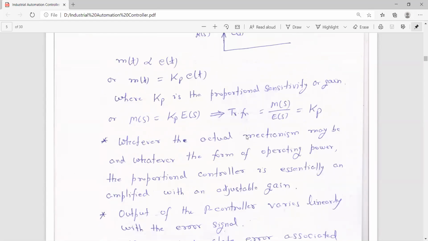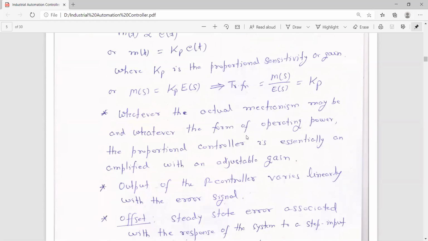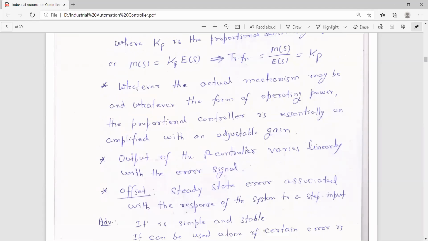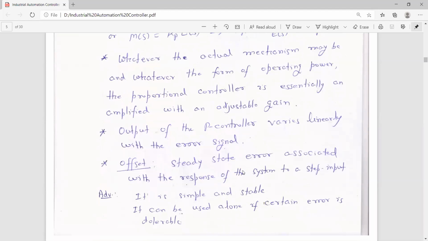Here, how to realize this Kp? Whatever the actual mechanism may be and whatever the form of operating power, basically the proportional controller is essentially an amplifier with an adjustable gain. This amplifier may be an electronic amplifier or a hydraulic amplifier or a pneumatic amplifier. So here the output of the P controller varies linearly with the error signal. Then again, one additional term is there.